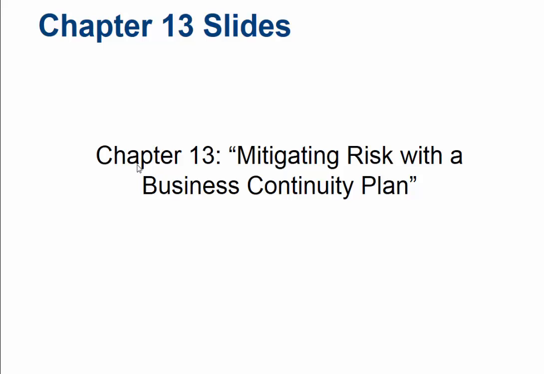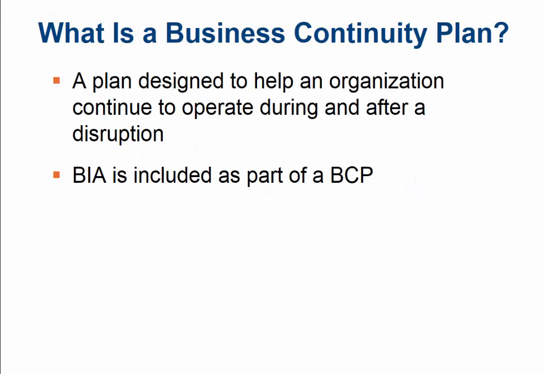Okay, so chapter 13, mitigating risk with a business continuity plan, a BCP. What is a business continuity plan? Well, BCPs are an important element of risk management. They help an organization plan for a major disruption or disaster and ensure the critical business functions continue to operate.